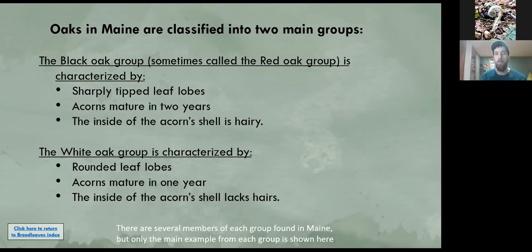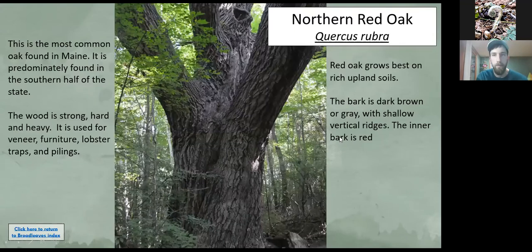Acorns with red oaks typically mature in 2 years, whereas the white oak group takes 1 year to mature. And the inside of red oak acorn shells are hairy, whereas white oaks don't have hair. But in terms of on the ground, the hair on the lobe tips is always the best way to look at it, because you might not always have cones or acorns to look at.